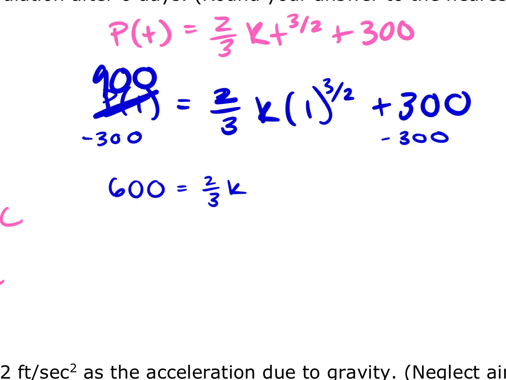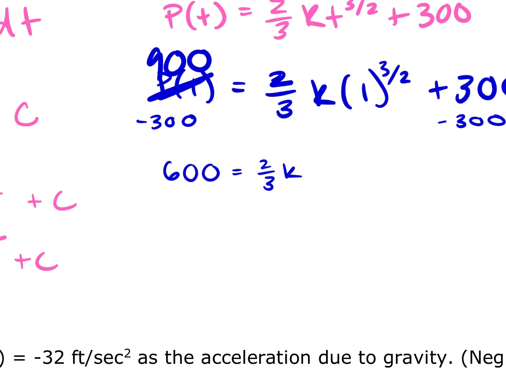Now how could I get rid of the 2/3? Awesome, I can multiply the other side of my equation by the reciprocal, so 3/2. So it cancels there. Here you could do 600 times 3 and then divide it by 2, or if you wanted to divide it by 2 first and then multiply times 3. 600 divided by 2, so we get 900 equals k.